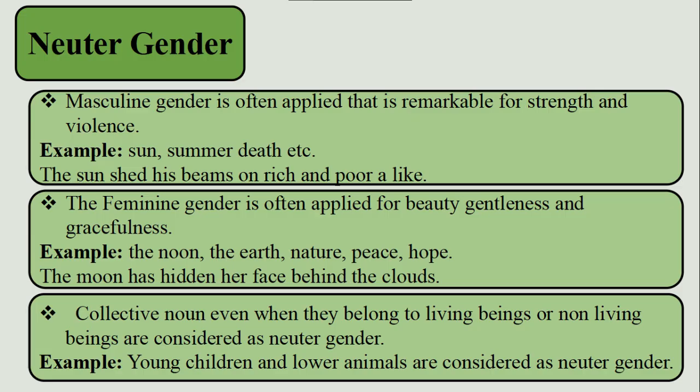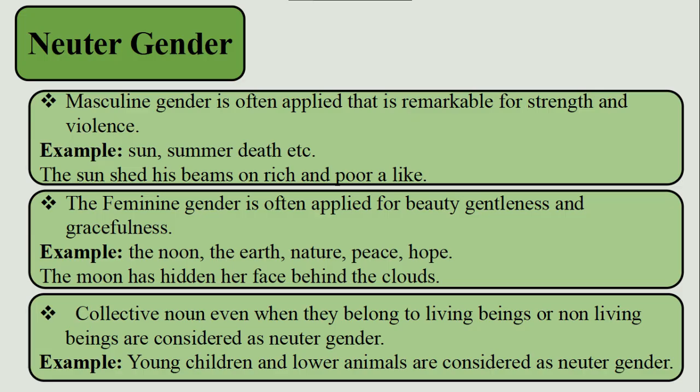Exactly. And conversely, the feminine gender often gets used for things seen as embodying beauty, gentleness, gracefulness. Like referring to the moon as she, or maybe the earth. Right, or abstract ideas like nature, peace, hope. We sometimes instinctively give them a feminine association in language. That is fascinating. It adds a whole other layer.